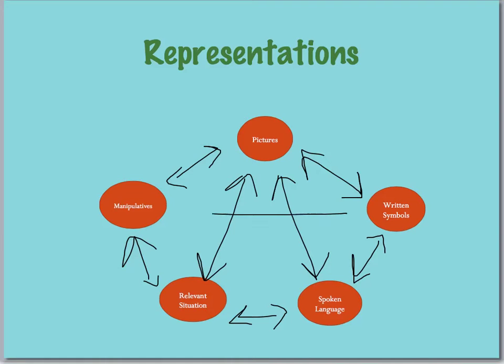So the written symbols can connect over here to manipulatives. They also connect to relevant situations and the spoken language as well as pictures. As you can see, it makes not the prettiest star at the moment, but all of these are interconnected, and we need to try to use as many representations as we can to show children different ways of thinking about mathematics.